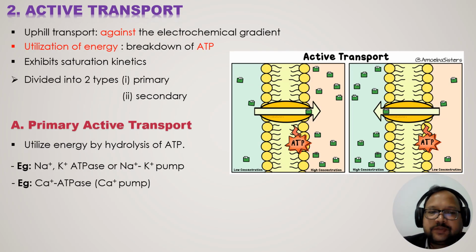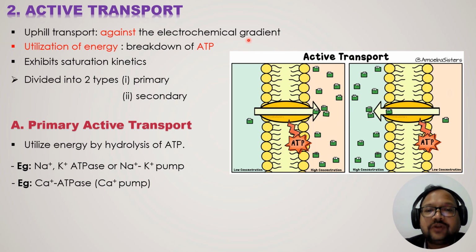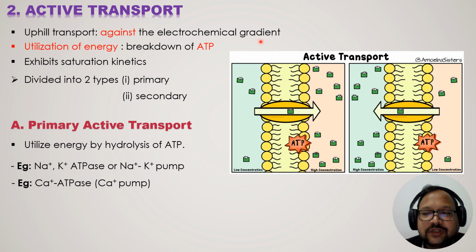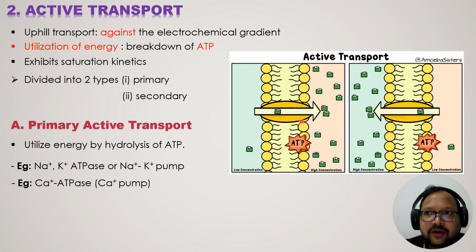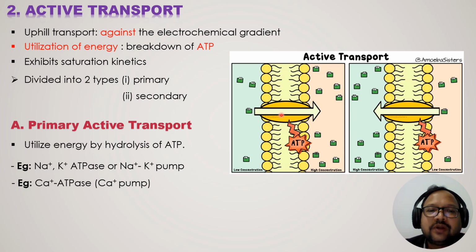What is active transport? Here, in active transport, the molecule moves from lower concentration to higher concentration. When the molecule or substance moves from lower concentration to higher concentration, there is a requirement of ATP, or energy. ATP will be hydrolyzed and energy will be produced. So it is like an uphill movement. It is also divided into two types: primary active transport and secondary active transport.